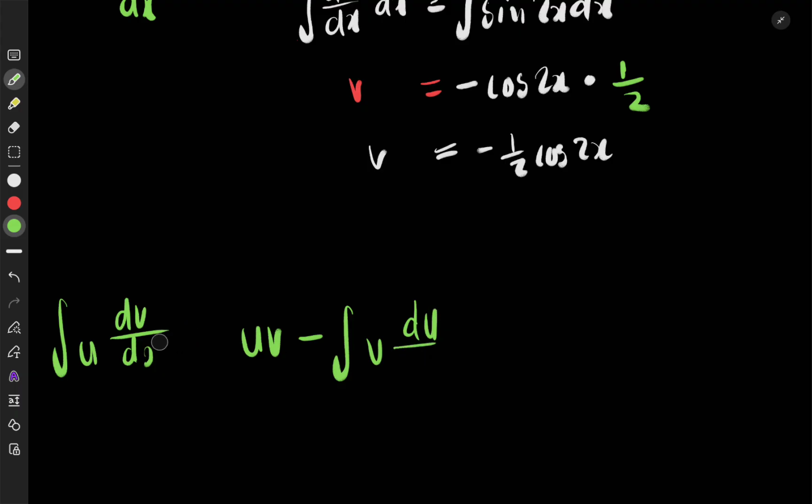Oh, remember to say with respect to x. My gosh. u dv/dx. We are integrating with respect to x. This is going to be uv minus the integral of v du/dx with respect to x.